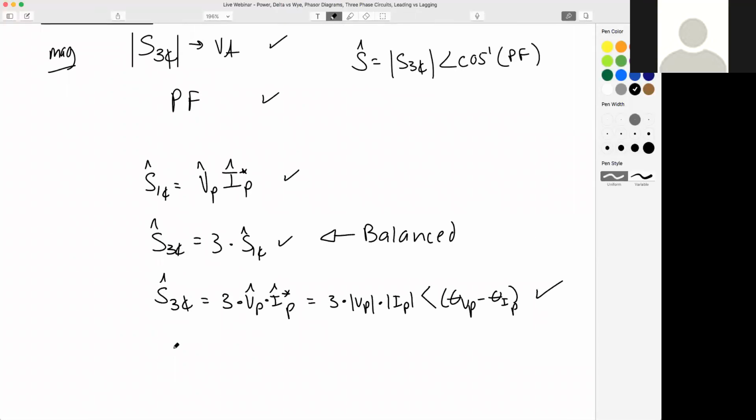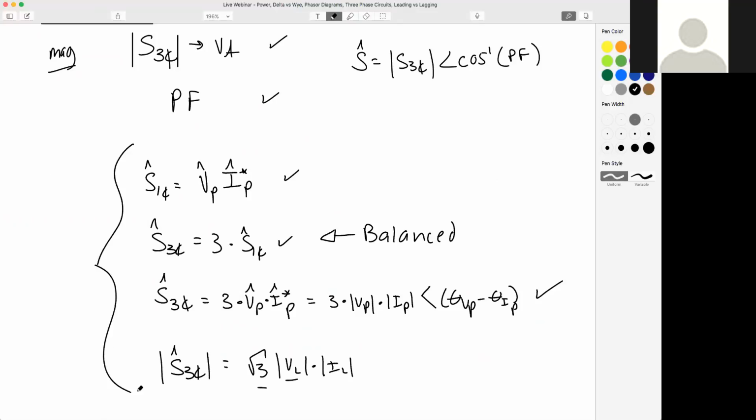Be aware that the square root 3 formula, the one that we are most familiar with, is only for the magnitude. So please don't make the mistake of using the complex phasor values for your line voltage and your line current and using the square root of 3 and trying to get your theta out of that as well. You're going to end up with the wrong value. So everyone, this is just something I really want you to be mindful of.